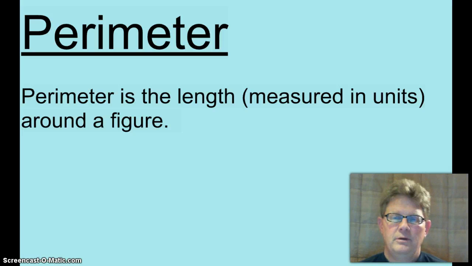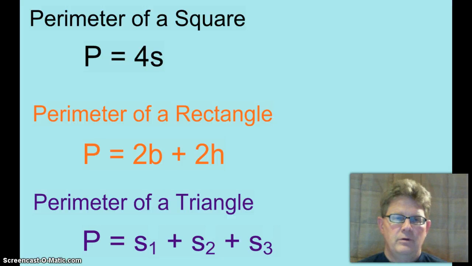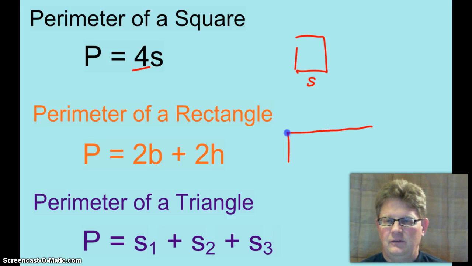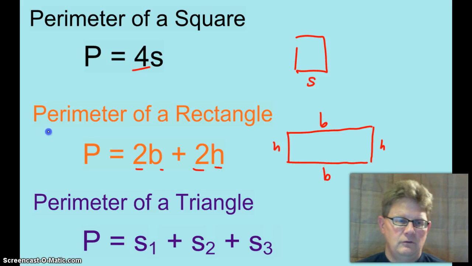Perimeter. Perimeter is length measured in units around a figure. The perimeter of a square is, since it's got 4 congruent sides, take one of those sides and multiply by 4. The perimeter of a rectangle, since its bases are the same size and its heights are the same size, the formula for the perimeter of a rectangle is 2b's plus 2h's.